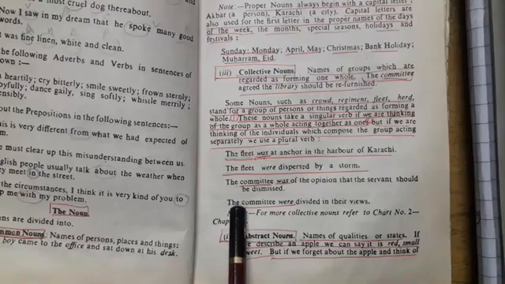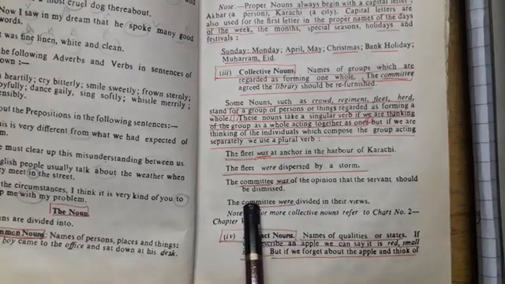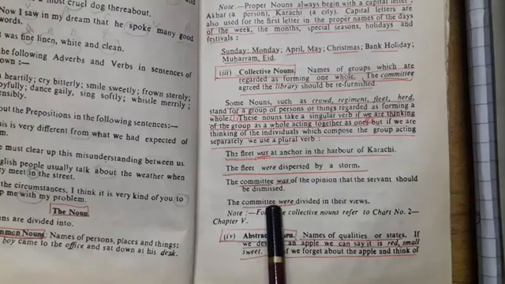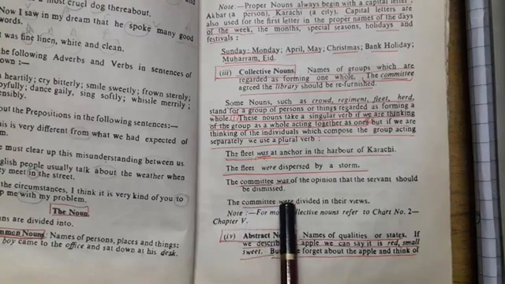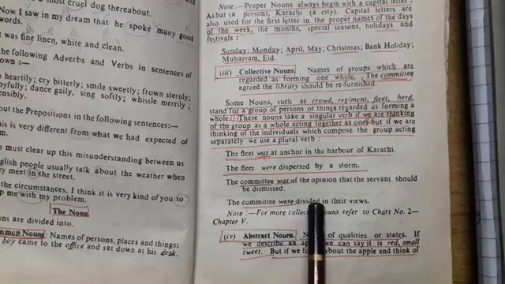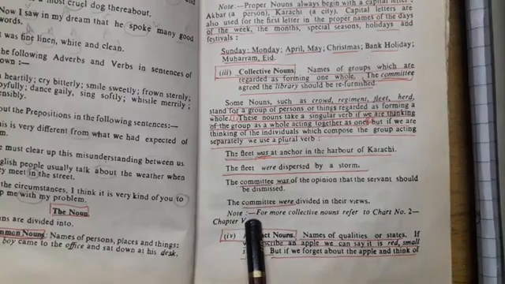But in the second example, the committee were divided into their views. Here we are taking the members of the committee as individuals, but they are composing a whole group. Here we are taking them individually, acting individually. So collective nouns are the nouns in which they are acting as one whole unit.